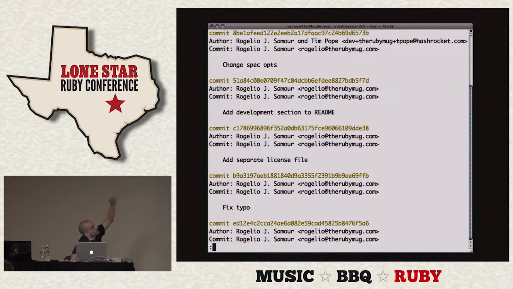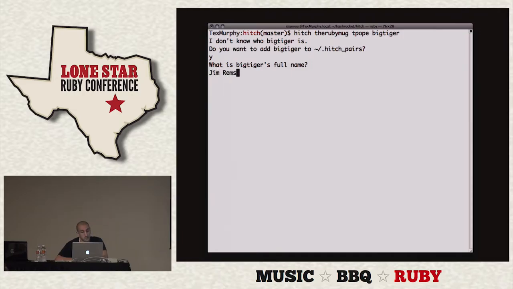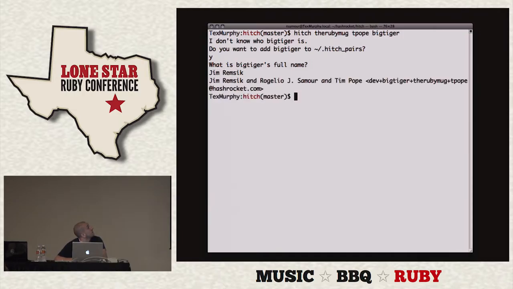I got an issue, somebody wanted to add, well, what if we're doing a trio? I was like, that's fine. If you do a trio, we can say hitch, and then I can say Jim, what's your Big Tiger? It doesn't know who Big Tiger is, so I'm going to say, do I want to add it to Hitch pairs? I say yes. Say Jim Remsick. And then cool, now you have Jim Remsick and Rogelio J. Samour and T-Pope. And what this dude wanted to do is say Jim Remsick, comma, Rogelio J. Samour, comma, and T-Pope. And I was like, that's fine.